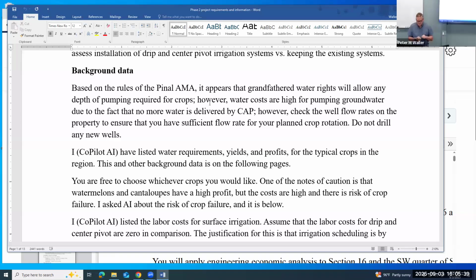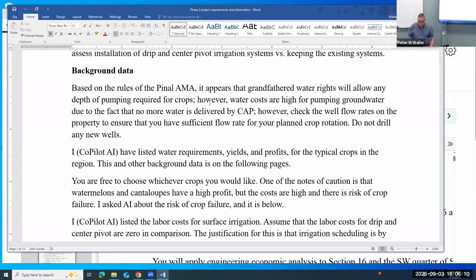It looks like they've stopped delivering water by the Central Arizona Project, but it looks like the farms still have their grandfathered water rights. And I imagine that'll continue to be the case if they keep putting in solar farms, because that's going to decrease the load or the demand on the groundwater. So I think the farmers that keep their farms might be able to assume they can just keep irrigating as they have been irrigating.